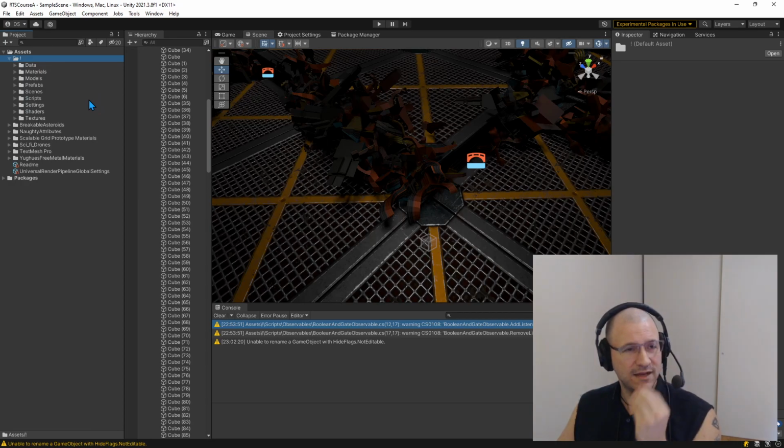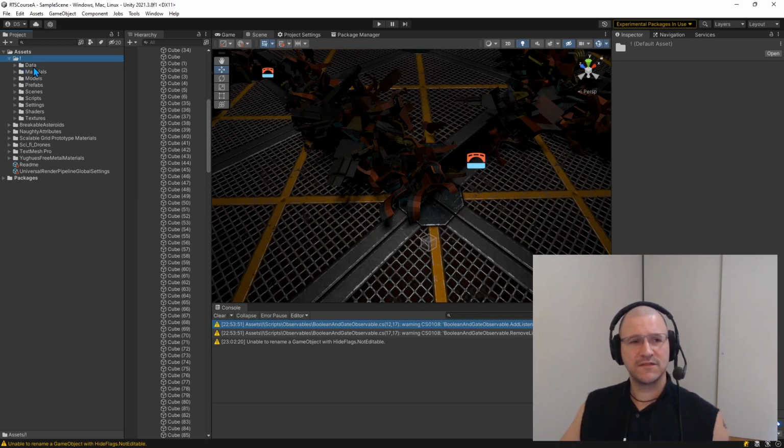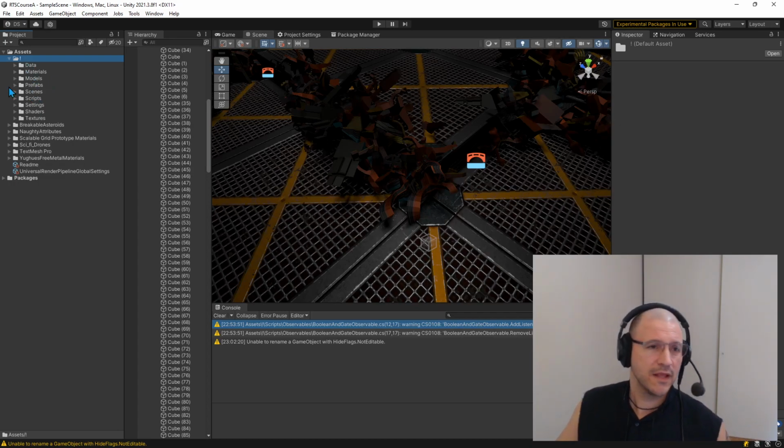All right, next on here, I've got this stuff split out by the type of content, so images or textures, shaders, settings, scripts, scenes, prefabs, models, data. Data is one that I don't commonly see in other projects, but that's one I commonly use.